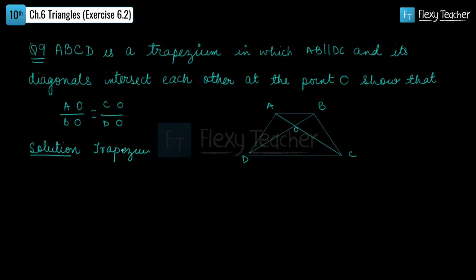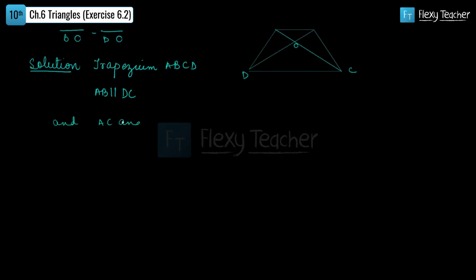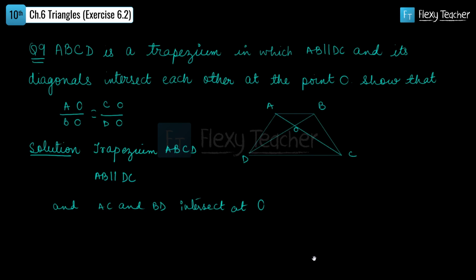Trapezium ABCD. AB is parallel to DC and AC and BD intersect at O. Okay, so now if we have to prove that AO upon BO is equal to CO upon DO, let us draw a line OE which meets AD at a point E. So this is E, such that OE is parallel to AB and OE is parallel to DC.